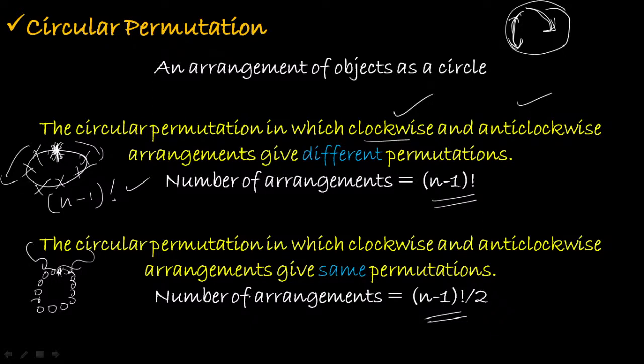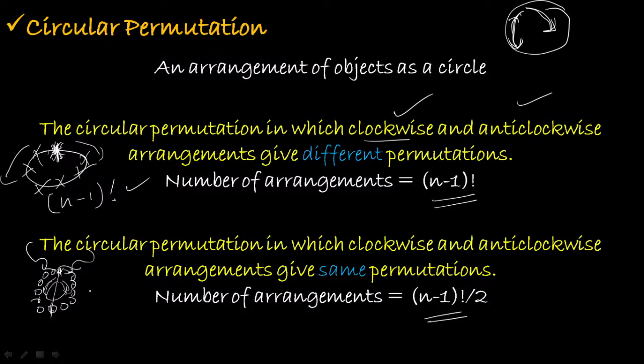That is, in order to remove the similar arrangements, we have to divide the total arrangement by 2. Here, if you look at the clockwise and anti-clockwise direction, it gives you the same arrangements. So up to this point, if you look at this, clockwise and anti-clockwise throughout the whole, this gives you the same arrangements.